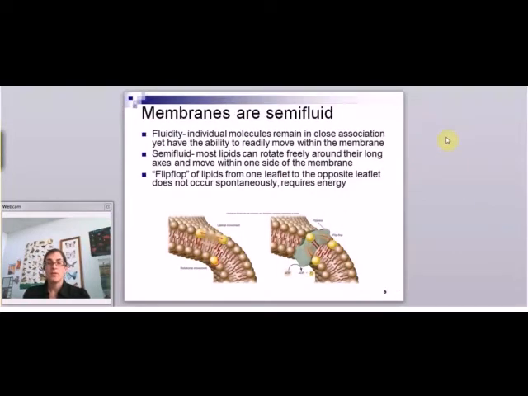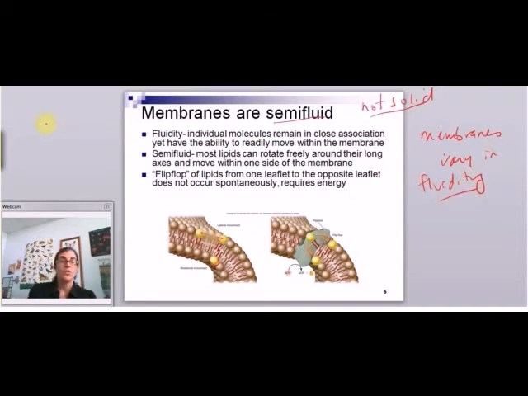So we've been talking about the fluid mosaic model, and we talked about the proteins, alluded to the carbohydrates, and we're going to talk a little more now about how the membrane is fluid. So again, remember it's semi-fluid, and the key is that it's not solid. So membranes can vary in fluidity because they are made out of phospholipids. So thinking back to what you know about fats, remember they're made of fatty acids, and remember we can have unsaturated or saturated fatty acids.